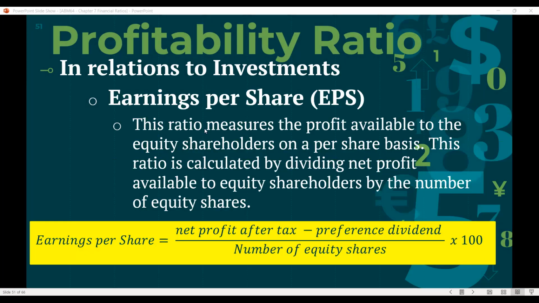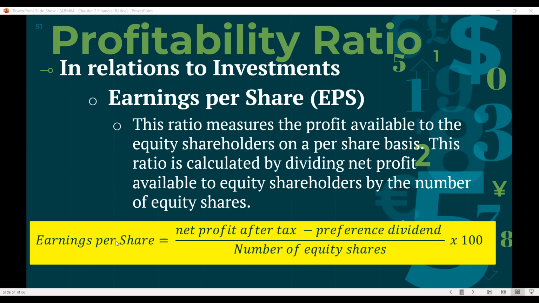So the next one is earnings per share, or EPS. This ratio measures the profit available to the equity shareholders on a per share basis. It is calculated by dividing the net profit available to equity shareholders by the number of equity shares. So we calculate it using the number of equity shares.